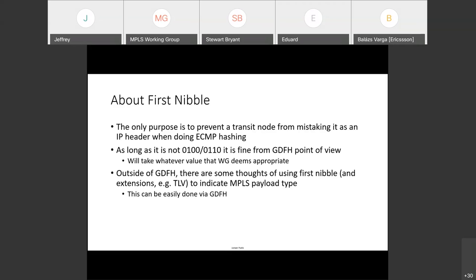So the third bullet here, we already talked about it. By using this GDFH, we can tell what comes after the bottom BOS label, whether it's other GDFs chained together one by one, or the real payloads, IP or MPLS or whatever. That can be easily done.